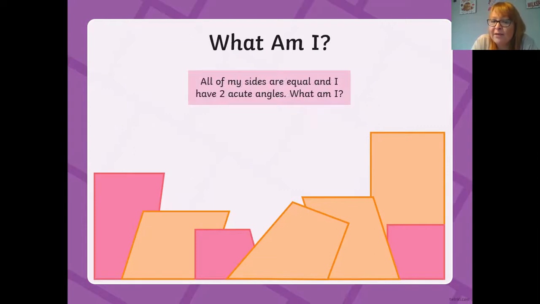All of my sides are equal and I have two acute angles. What am I? Shout it out. Oh, well done. You've got this. I am a rhombus. I have one pair of parallel lines. What am I? Can't hear you.